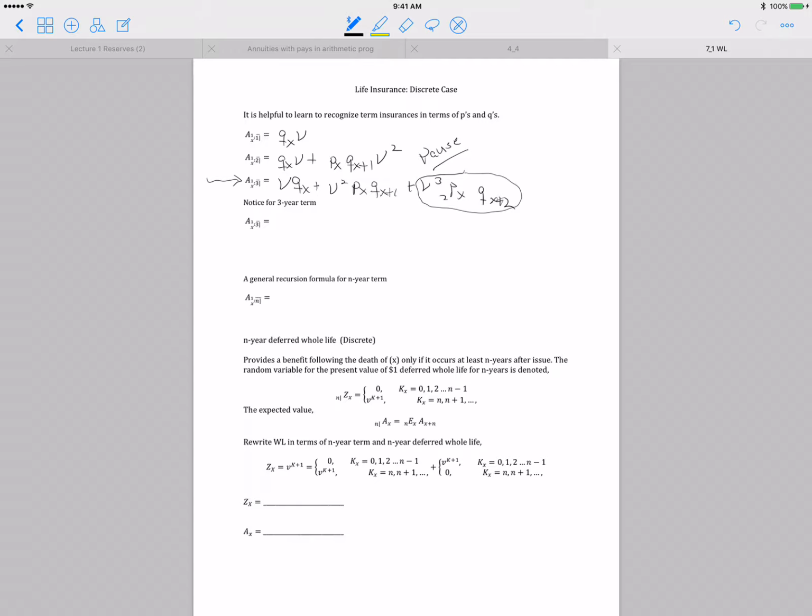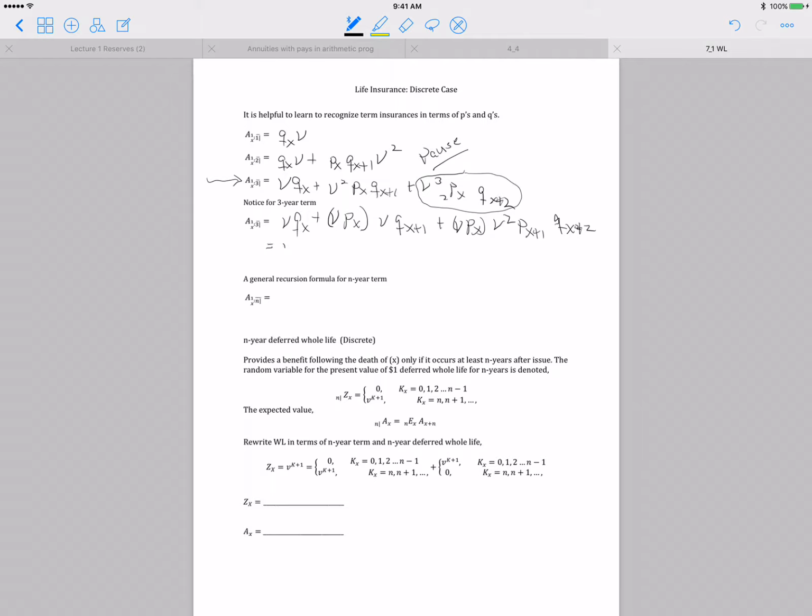Now let's notice the recursion formula for term insurance. Let's factor a v p_x out of terms 2 and 3 here. Okay, so a factor of v p_x. Out of this second term, it leaves me a v q_{x+1}. And factoring v p_x out of the next term, it leaves me v squared p_{x+1} q_{x+2}.